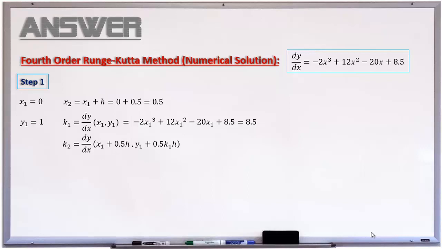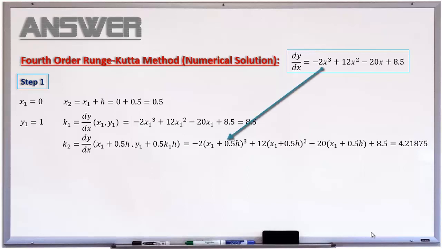k2 is the derivative evaluated at x1 plus half h, and y1 plus half k1h. So when we encounter x and y terms in the derivative, we substitute with these values. So this translates into minus 2, and we open a bracket, x1 plus half h cubed plus 12 times x1 plus half h squared minus 20 times x1 plus half h plus 8.5. We don't have y terms here, but if we do, we substitute with y1 plus half k1h for y terms. And by doing this, we get a value of 4.21875.